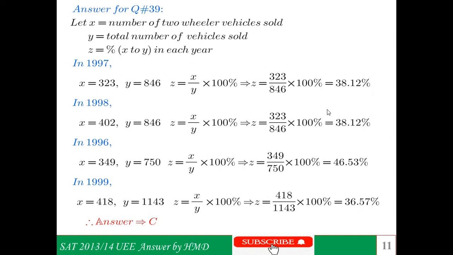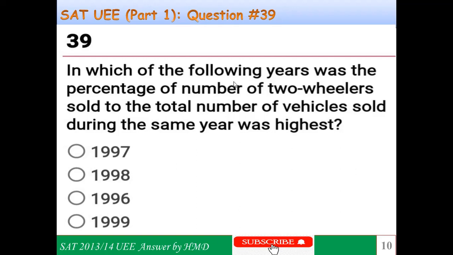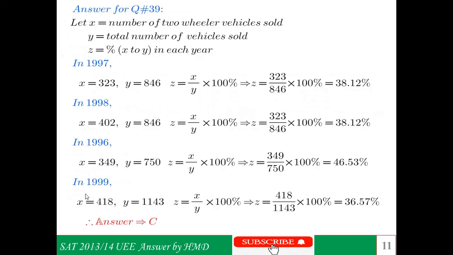So from these calculated percentages, which one is the maximum? This is the maximum, yeah, 46.53. So our answer is going to be C, because the question says, in which one of the following years was the percentage of number of two-wheelers sold to the total number of vehicles sold during the same year highest? Yeah, in 1996, and it was 46.53%, right? I hope again you got the answer.